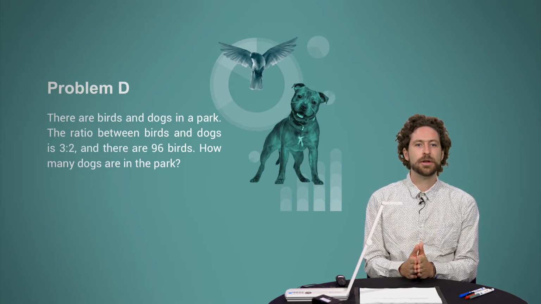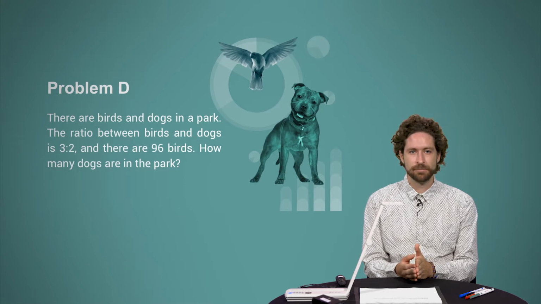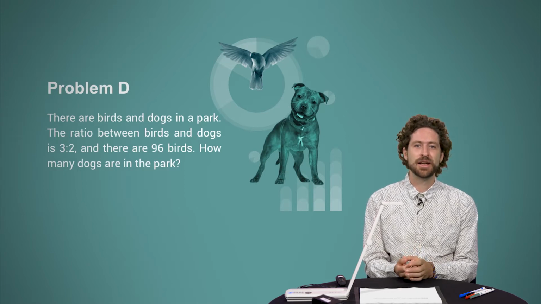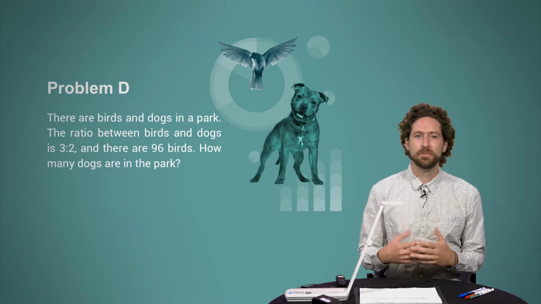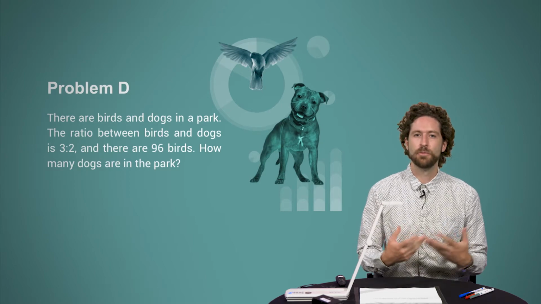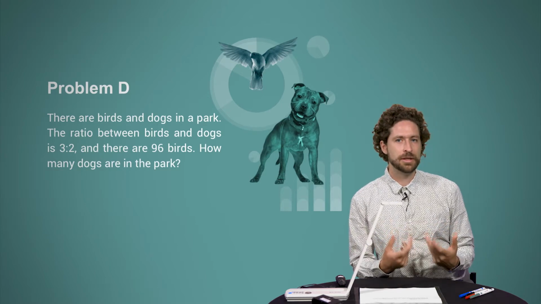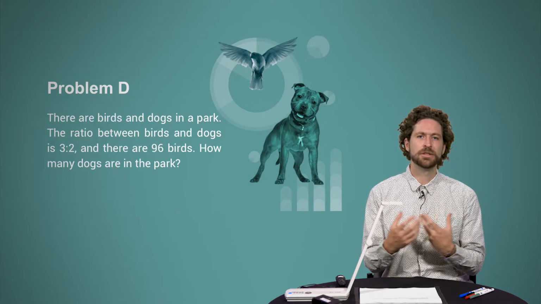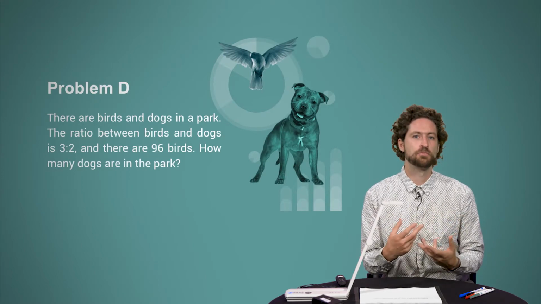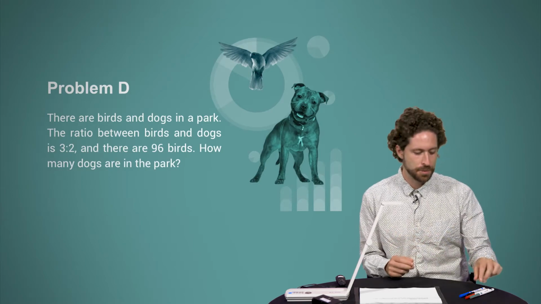Problem D: there are birds and dogs in a park. The ratio between birds and dogs is 3:2, and there are a total of 96 birds. The question is, how many dogs are in the park? These types of problems are very important in mathematics because they allow multiple ways, multiple representations. If you want to check for understanding, or if you're interested in connecting concepts, you should deal a lot with this type of problem.